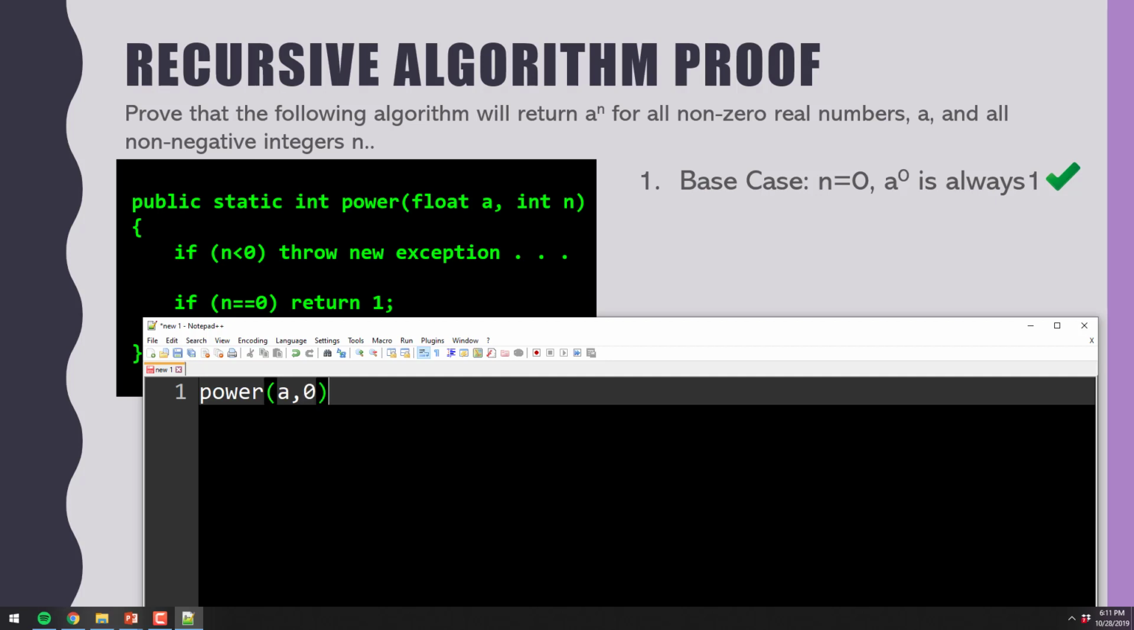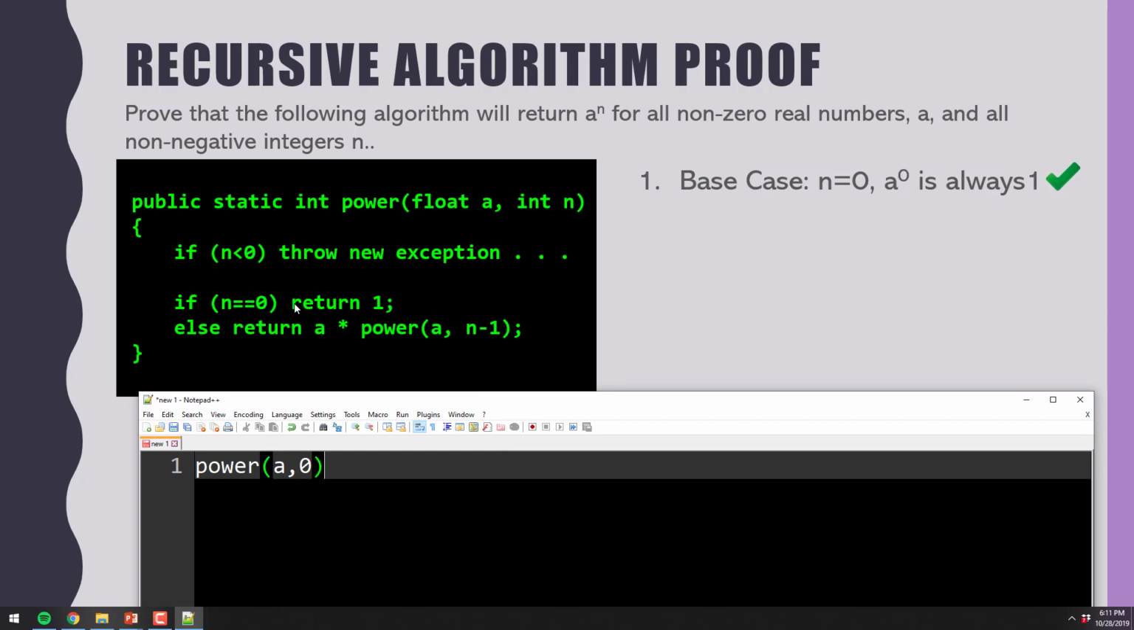So if I say the power of a, 0, let's look at what happens in our function. I pass in a 0 right here. Well, what's this function told to do? Just ignore this error trap right here. The function looks and says, is n equal to 0? Well, if it is, return 1. That means that this line right here does not get run, right? It just returns 1. So if I put power a comma 0, I will get 1.